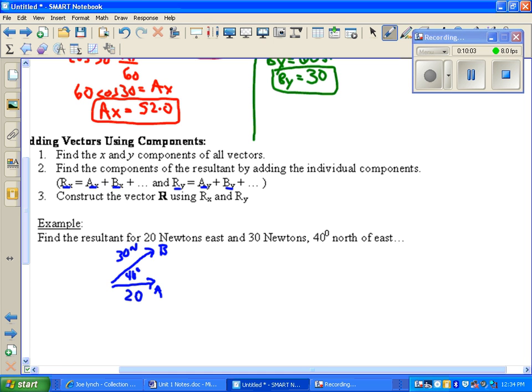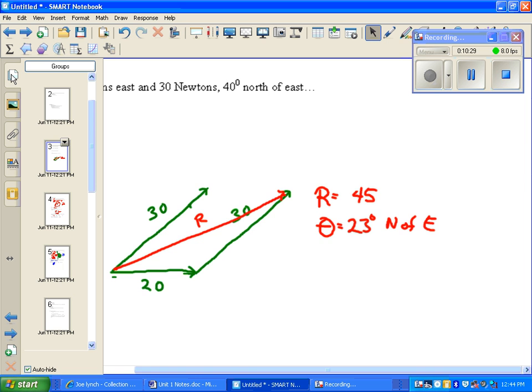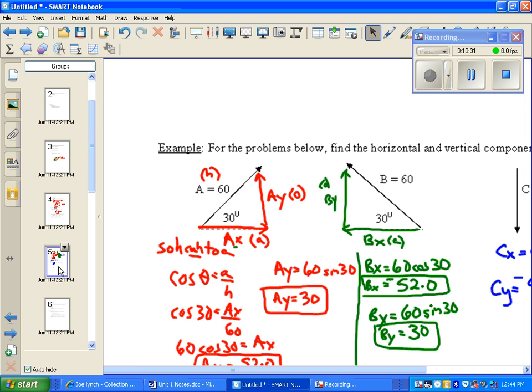We've actually done this problem already, so I'm going to show you that back here. Back on page 3, I think it is, we did this exact same problem by doing a scale model, and we got that the resultant was about 45, and the angle was about 23 degrees north of east. We should end up with about the same values when we do it using our component method. So going back to where we just were, right here.